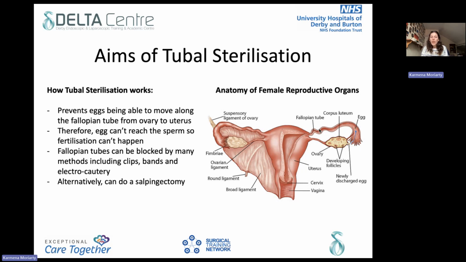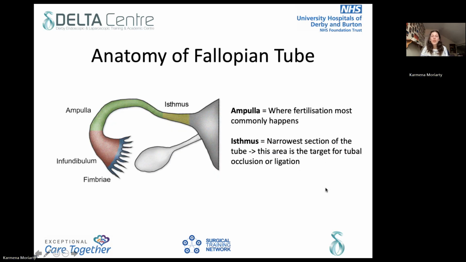therefore fertilization cannot occur. And fallopian tubes can be blocked by many different methods, including placing a clip across the fallopian tube, banding a section of the fallopian tube, or electrocautery to cut and burn a section. Alternatively, you can do a salpingectomy, which is the removal of the fallopian tube and or ovary.